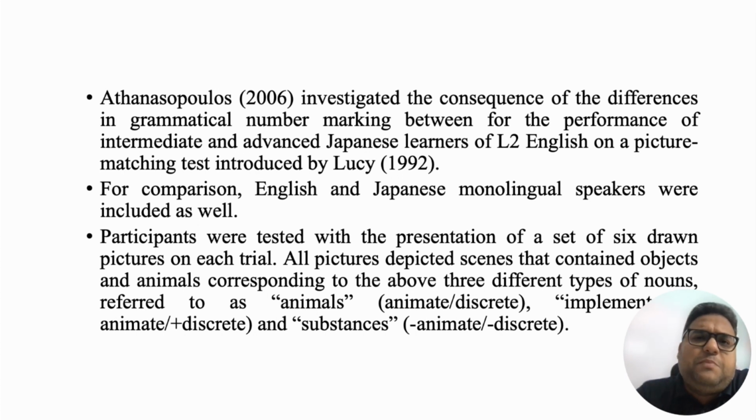Now these participants were tested with the presentation of a set of 6 drawn pictures on each trial. So their screen would show 6 drawn objects, and all of these pictures would depict scenes that contained objects and animals corresponding to the above 3 types of nouns, referred to as animals, implementables, which would be objects, and substances, like we talked about sand or water and so on.